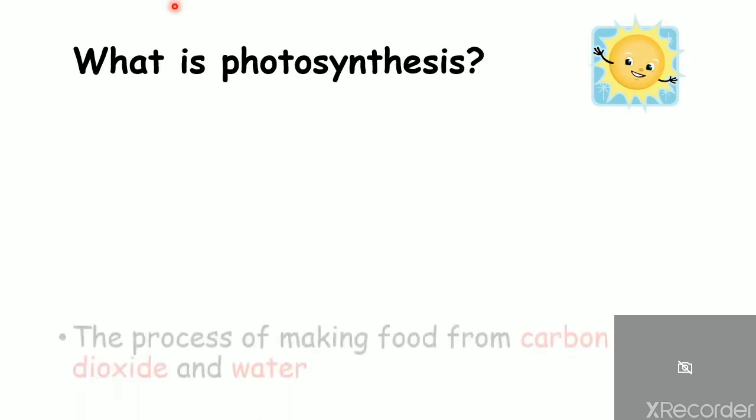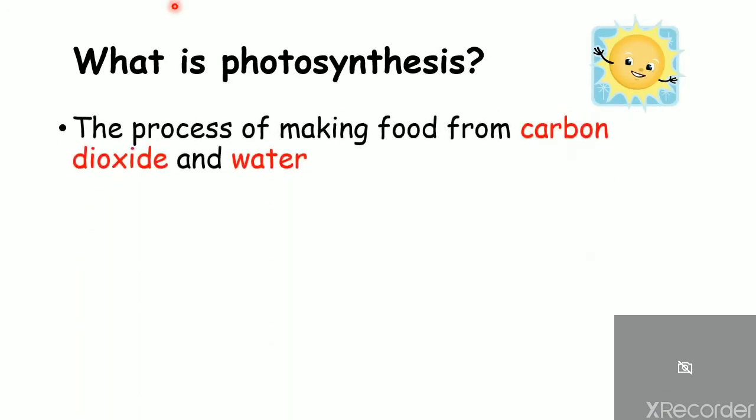Now, photosynthesis is what? It is a process of making food with the help of what? Carbon dioxide and water. So these are the raw materials, that is carbon dioxide and water are the raw materials with the help of which the food is being made by the plants.